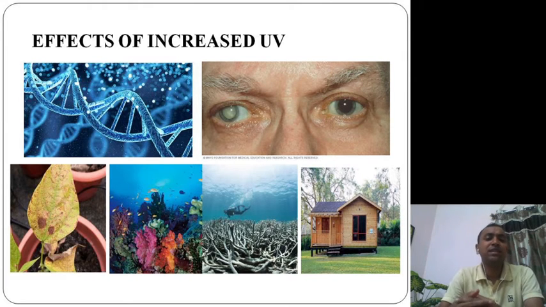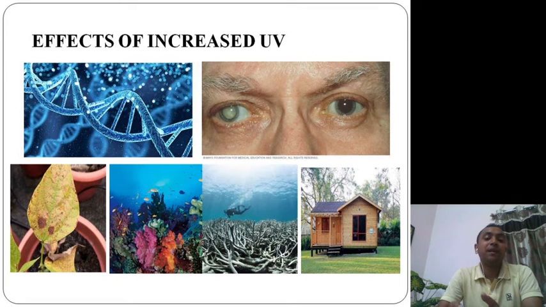Now what are the effects of increased ultraviolet radiation? In this particular slide, I'll be talking about the effects of ultraviolet radiation. The first picture, as you can see, shows the effect on human health, and DNA usually gets damaged because of these UV rays. Besides this, you have cataract, as you can see in the picture. Then the third one is the effect on plants. Plants are also getting affected.